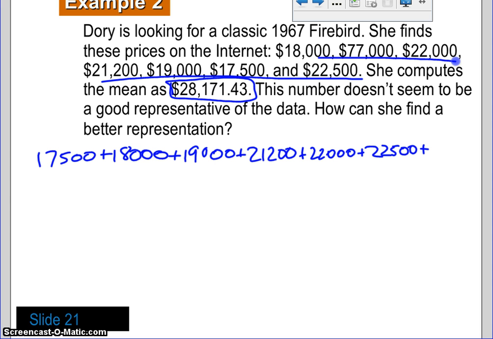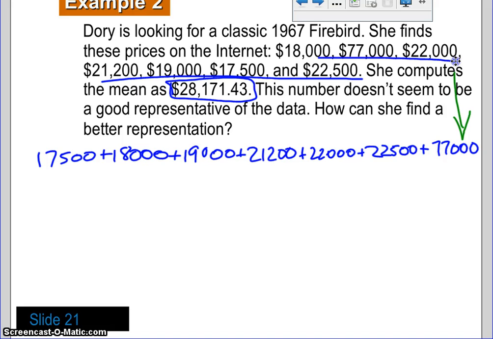22,500. And whoa, somebody's really out there with a $77,000 car. And when you think about finding the average, if one of those values is completely out of line with the rest of them, it's going to, what we call, skew this data. It's going to pull it away from a true representation of what the car's worth. And so in this case, using the mean is not going to be the best representation of central tendency.